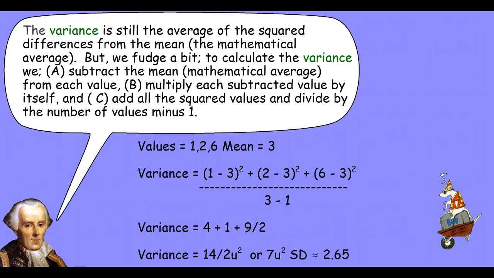So again, using those same values, if we're calculating out the variance for our sample, we take 1, subtract 3, and square it. We add that number to 2 minus 3 squared, and add that number to 6 minus 3 squared, and then we divide that total by 3 minus 1. In this case, that gives us 14 divided by 2 units squared, or 7 units squared. If we take our standard deviation by taking the square root of our variance, we get approximately 2.65 units.